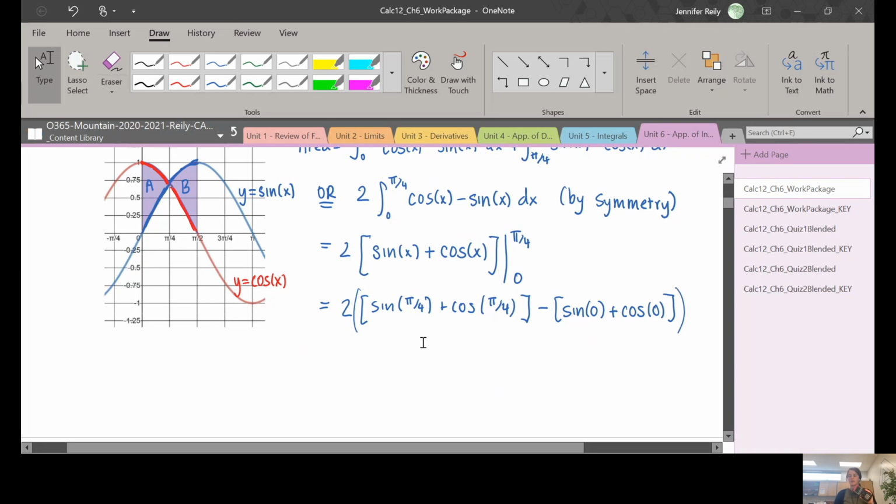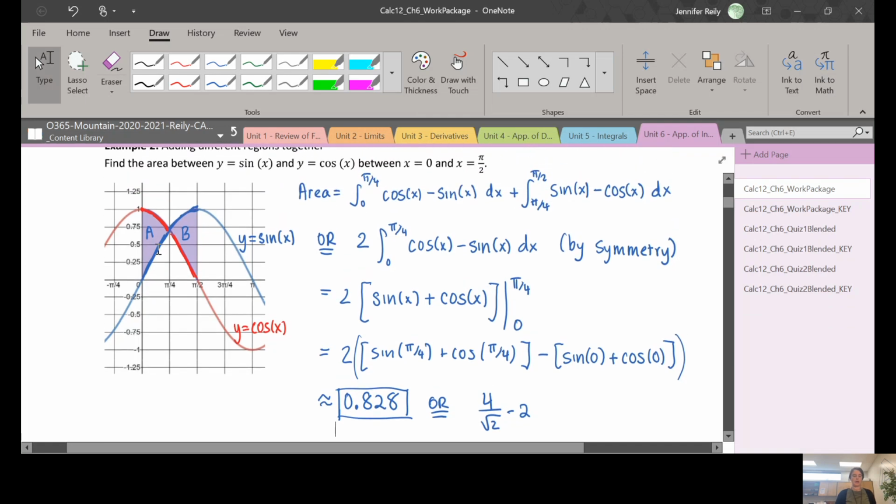So we can just write our answer as a decimal that's been rounded off for this question. Otherwise, if we had all taken Pre-Calc 12, I'd require you to have an exact answer. But since we haven't, that's okay. We're going to round our answer. So just type everything into your calculator, and we'll see that it is approximately 0.828, or 4 over root 2 minus 2 exactly. But this is fine for this question, since we are not going to need to know how to write the exact answer.